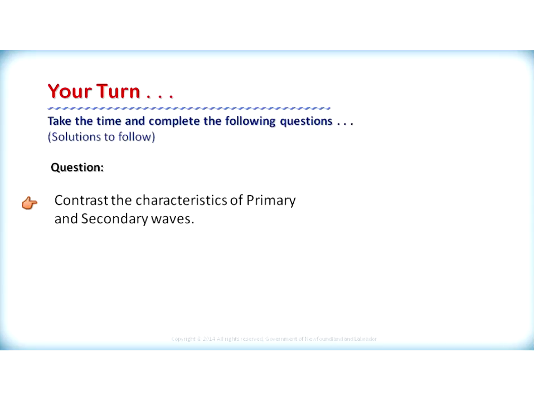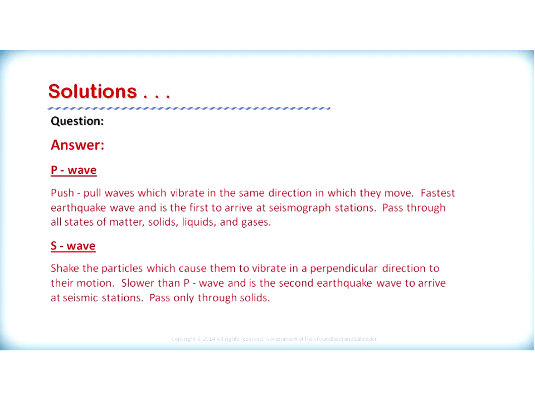The question reads, contrast the characteristics of primary and secondary waves. When we look at both primary and secondary waves, and we look at the properties of each, the answer should include the following. Primary waves, or P waves, are push-pull waves, which vibrate in the same direction as they move. Primary waves are the fastest earthquake wave, which moves at 6 kilometers per second, and is the first wave to arrive at the seismic station. Primary waves can pass through all states of matter, including solids, liquids, and gases.